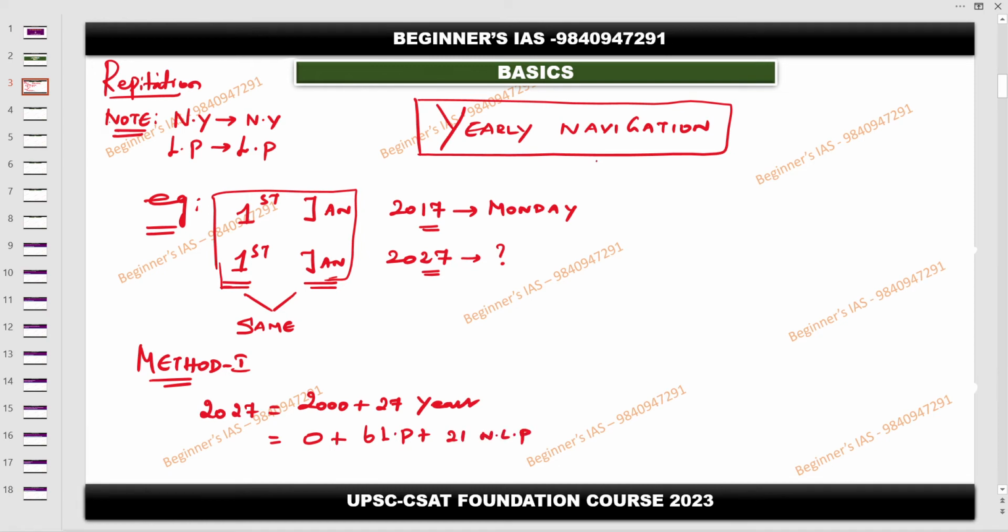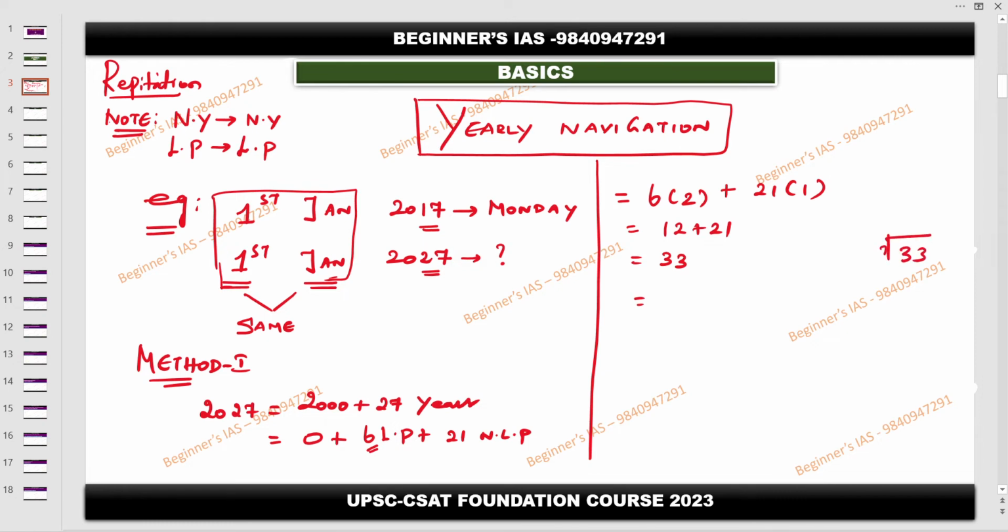Always remember, a leap year contains 2 extra days. So 1 leap year contains 2 extra days. Here totally 6 leap years are there. So 6 into 2 extra days plus 21 into 1 extra day. 1 extra day is nothing but the odd day. So here 12 plus 21, which is equal to 33. Divide 33 by 7: 7 fours are 28, remainder is 5. So after finding out, you are having 5 odd days.